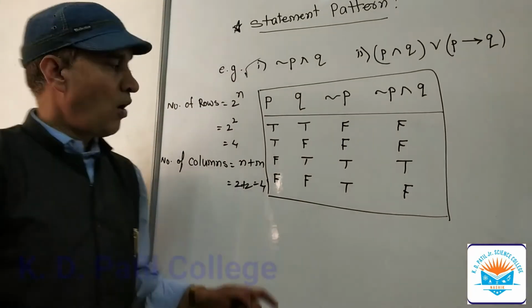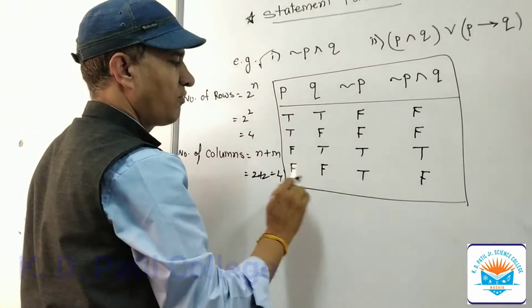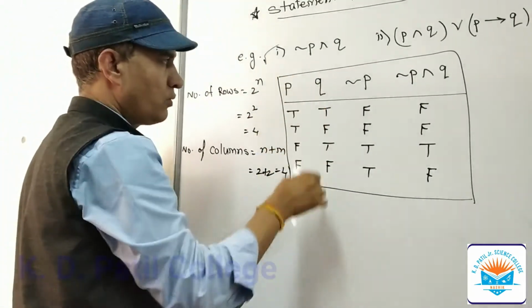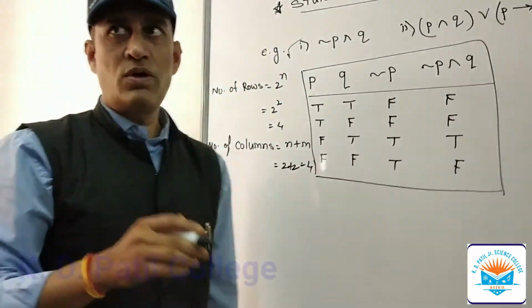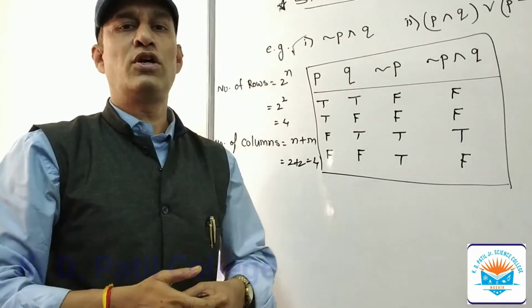And look at how many rows are there? 4. 1, 2, 3, 4. How many columns are there? 4. Look at 1, 2, 3, 4. And it's our truth table. It's our truth table in the given statement pattern, that is negation P conjunction.